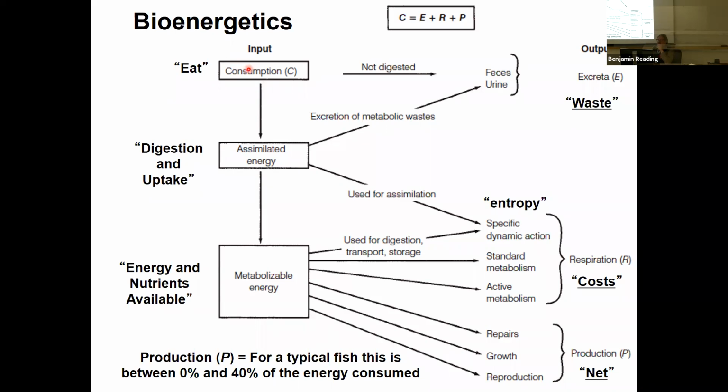So you are what you eat, so to speak. There's an equation up here. C, consumption, what you put into the organism, equals E, which is the waste, excreta, plus R, respiration or biological cost. I put the word entropy here because this is energy you cannot use, but is released. In physics, we call this heat. And once heat's created, it just goes off into the universe and it's gone. And then plus P, which is production or net production. This is stuff that is useful.